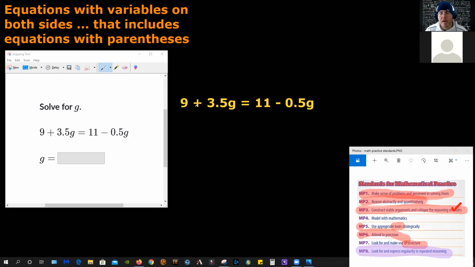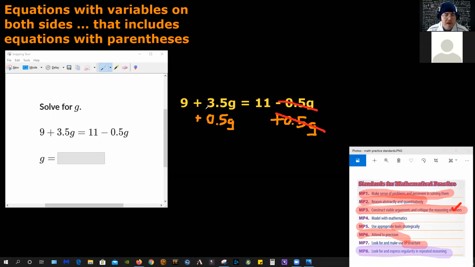again, I'm the one that wants to have positive variables if I can. If I were to subtract 3.5g from both sides, I could do that, but I would have a negative value. So instead, I'm going to choose to add 0.5g to both sides, because I know that'll come out to be a positive value. That means that these two cancel each other out because of our abstract rule.